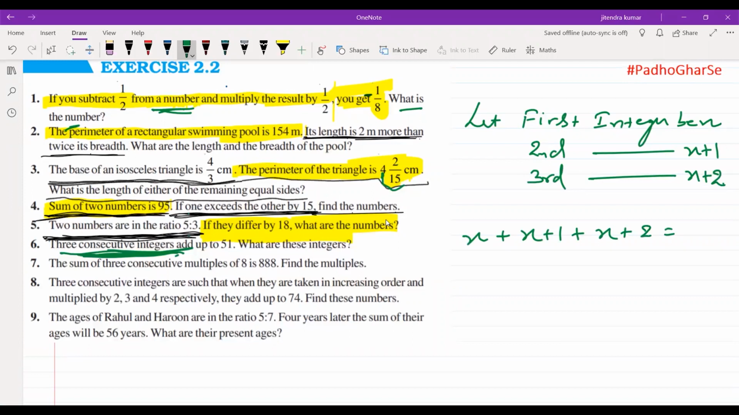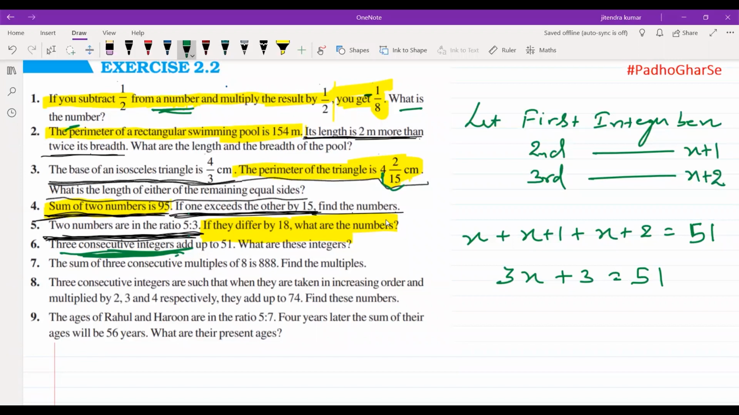So x is equal to 16. The first consecutive number is 16. The second consecutive number is x plus 1, which is 16 plus 1, equal to 17. And the third consecutive number is x plus 2, 16 plus 2, which is equal to 18.